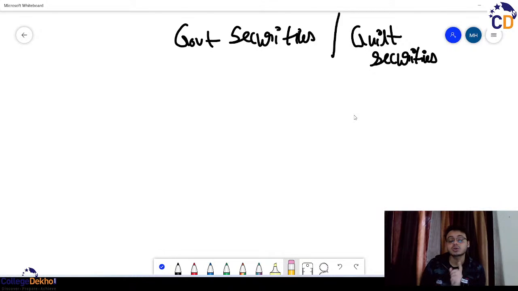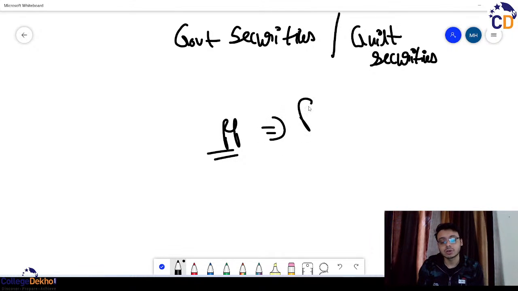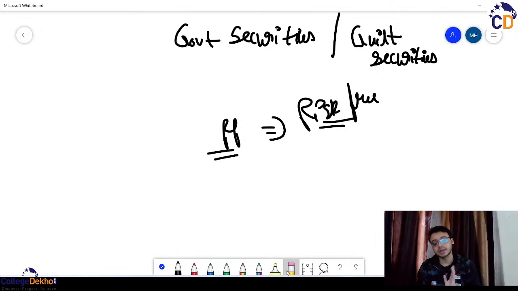But the rate of interest on these bonds or securities would be very low. And why would the rate of interest on these securities or bonds be too low? Because these are risk free. You get a risk free rate of interest because these are backed by the government.